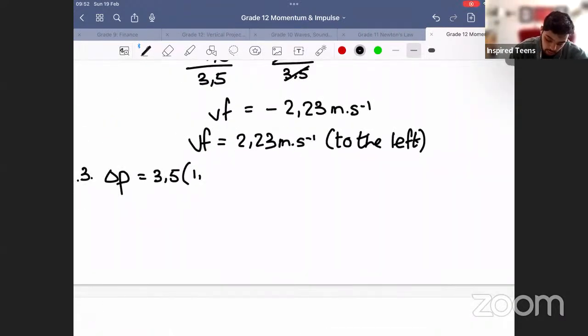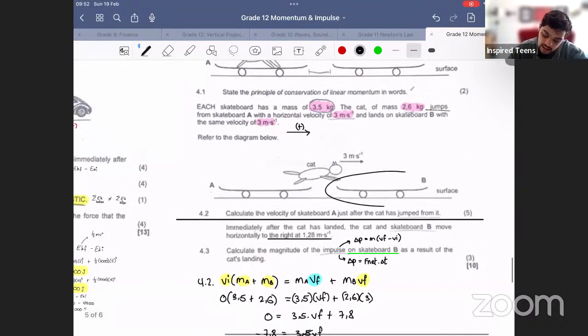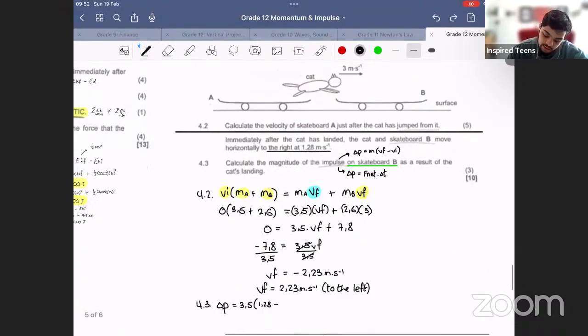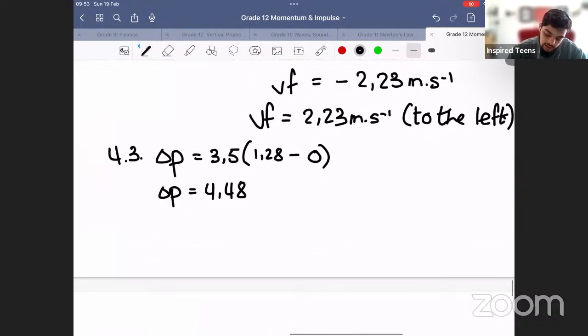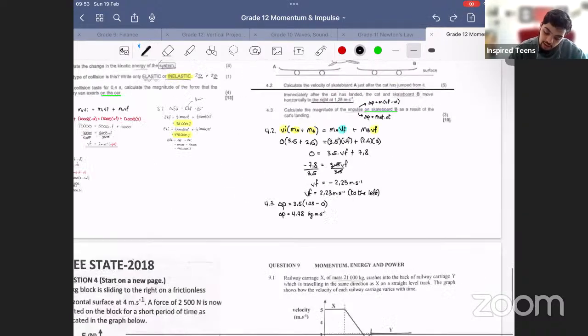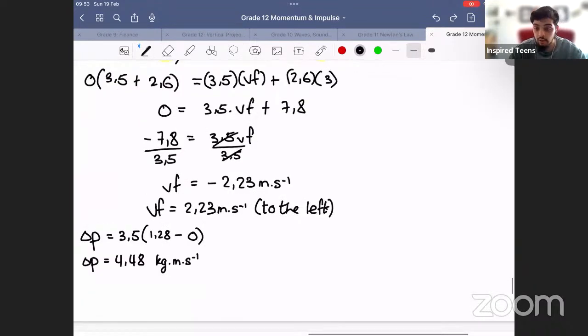So it will be a positive 1.28 minus its initial velocity, which is, of course, 0. Why? Because it was at rest. So therefore, we get the impulse of skateboard B as 3.5 times 1.28, which is 4.48. Okay, I just want to double check. This is mass times velocity, kg meters per second to the -1, because we used m times v. Remember, we said that the impulses of both objects are the same but opposite in direction.